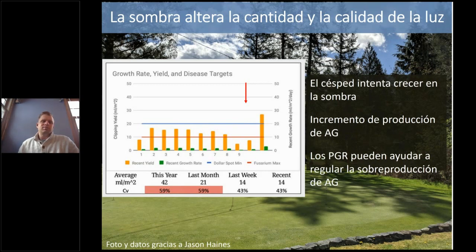So what do we do as managers to minimize this, and how do we manage grass in shade? One thing we do is increase the plant growth regulator application on that putting green to slow down its growth rate. And then we reduce nitrogen fertilizer, because nitrogen fertilizer also promotes a big increase in growth rate. We want to do what we can to reduce the growth rate.